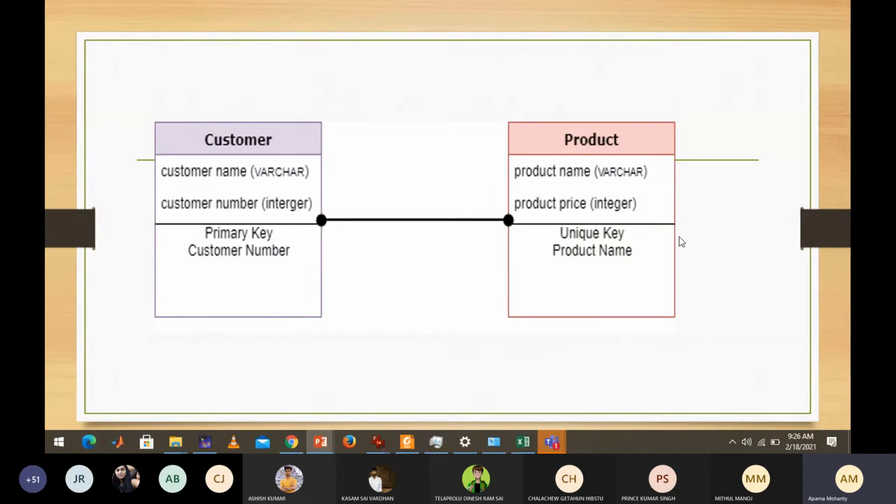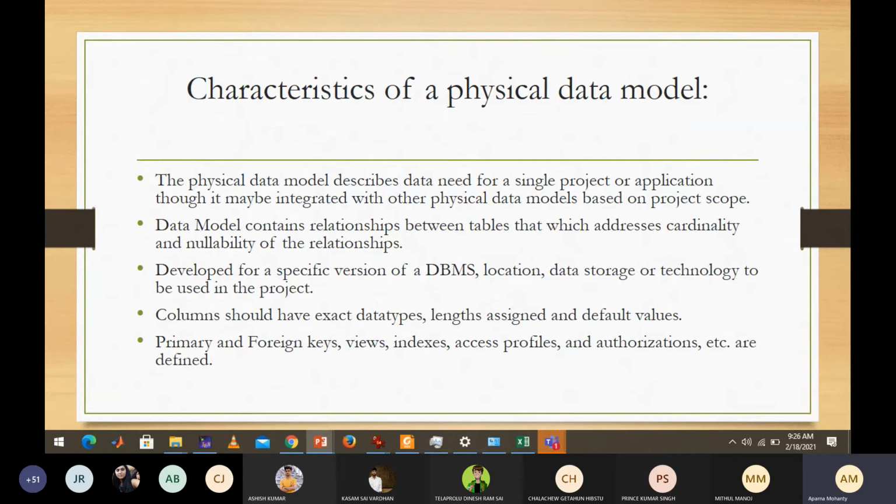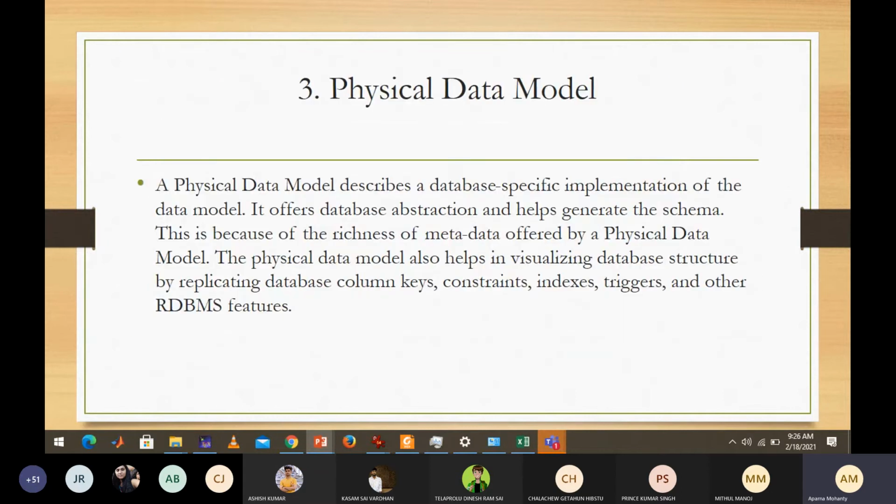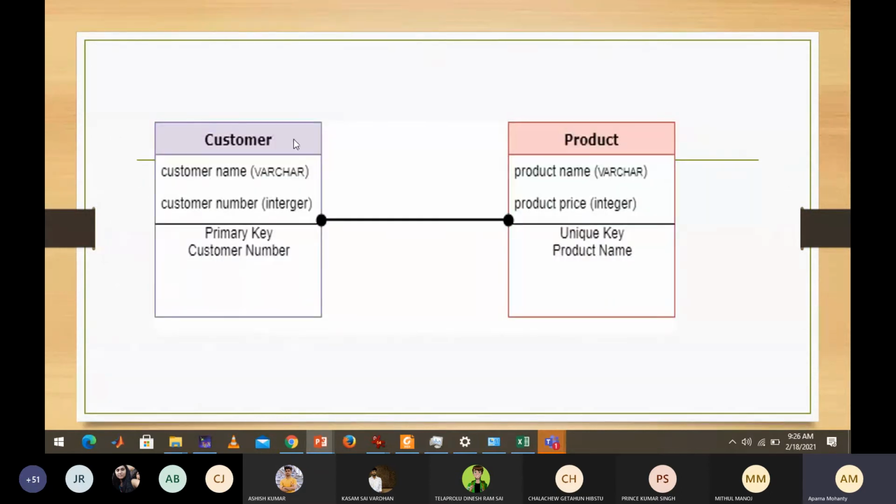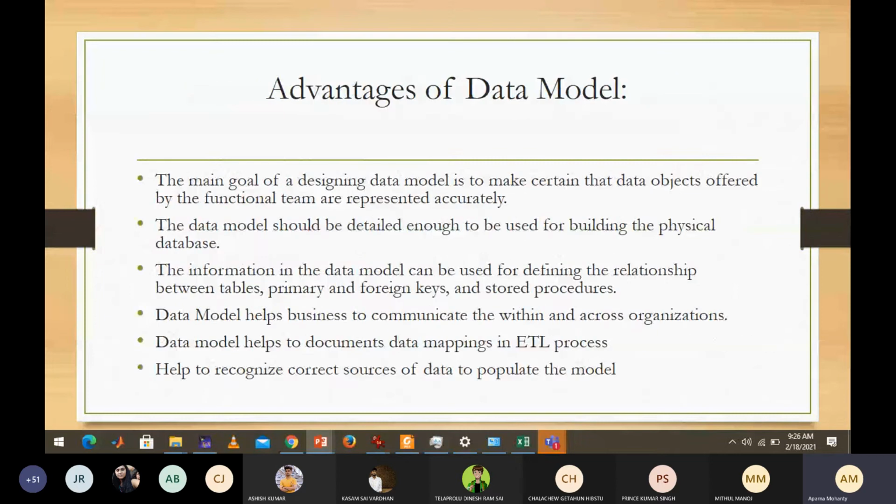So all those concepts of your DBMS, the database management system, everything gets used here. And remember that you get this concept of key. The unique id, the primary key, the unique key, all these concepts come in the physical data model. All the characteristics have been given here, and you can go through these slides.